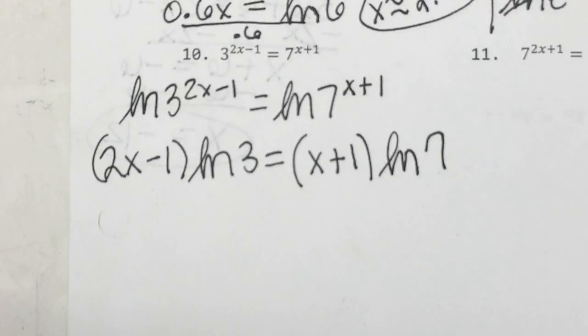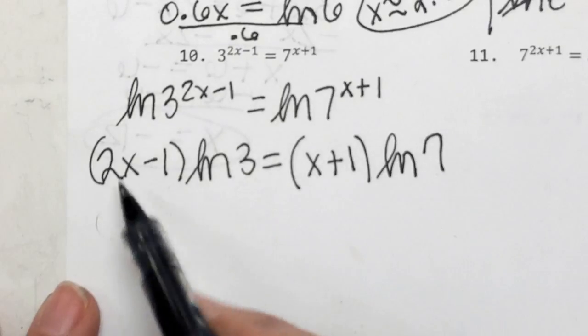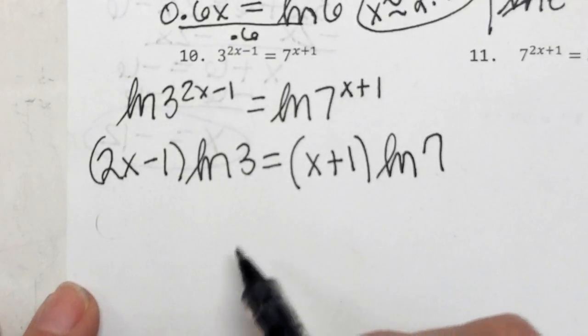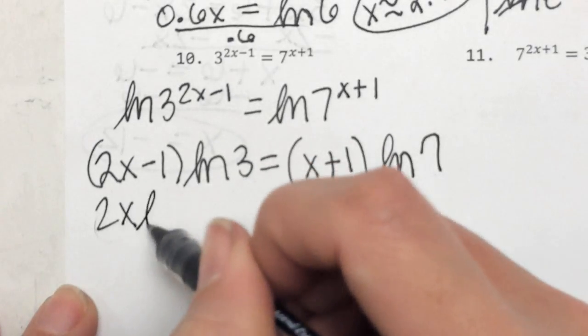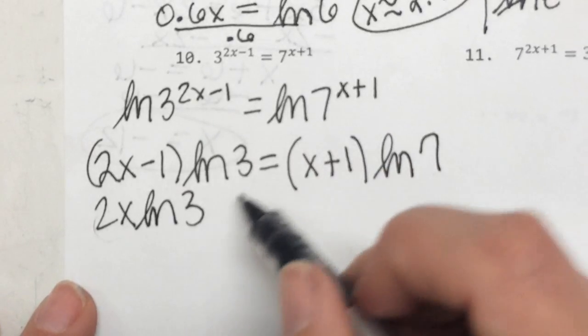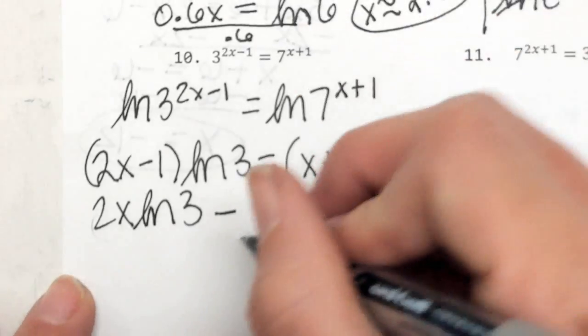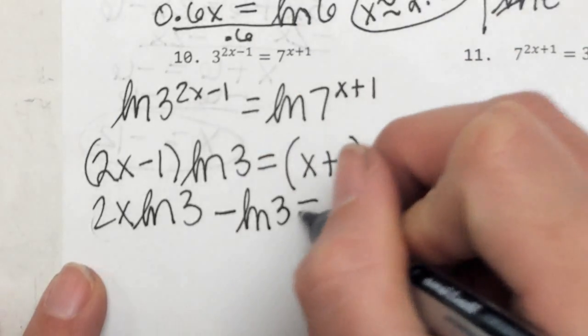Alright, our goal is to get x by itself, correct? This is what we're going to do now. We are going to write these as separate natural logs. We're going to split these up. So this is how I want you to write it. 2x of ln 3, 2x of ln 3 minus 1 of ln 3. But I can just write minus what? ln 3.